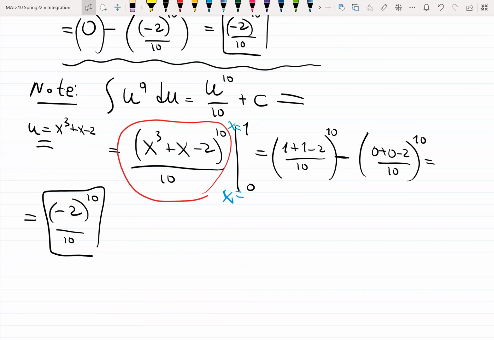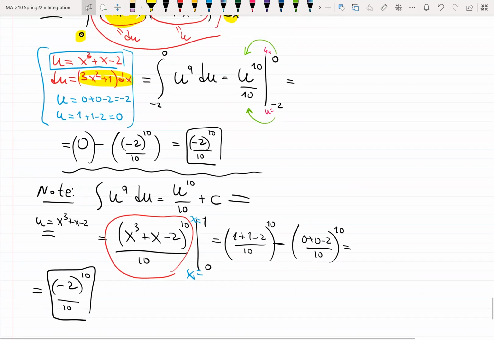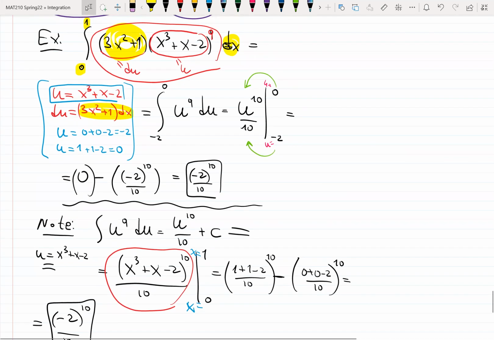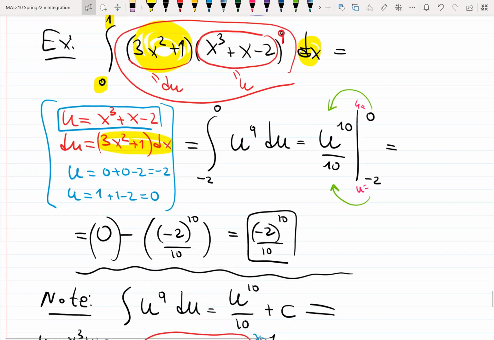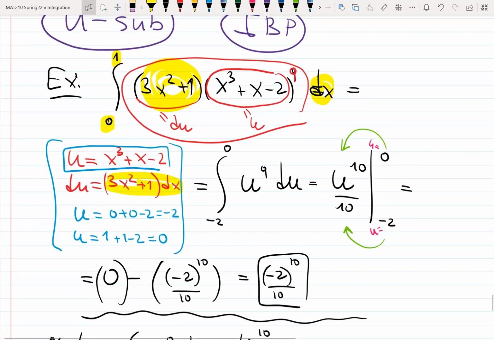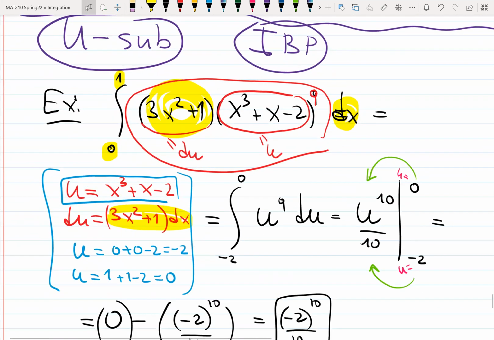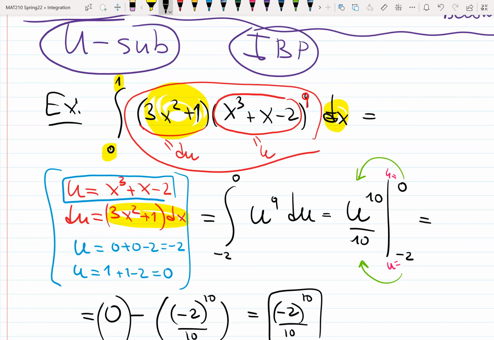So why did you get rid of the 3x squared plus 1? Like, will it always just be like, you just always get rid of it? No, that's a good question. That's why next example will show it better. So you do like this. You don't see it yet. Like you ignore it for now. You choose u. You find the u.